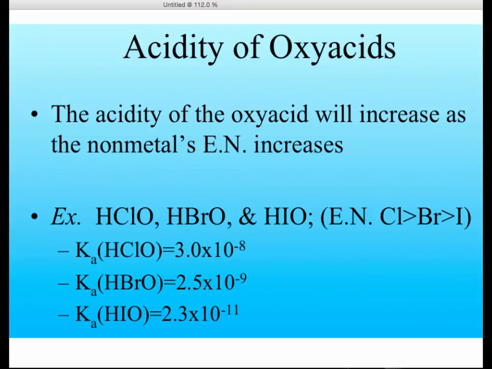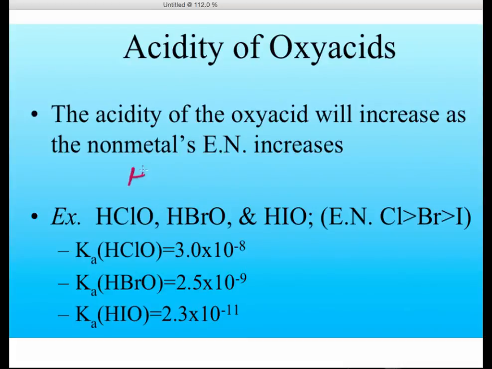Okay, so let's wrap it up. The last little bit that we're going to talk about is when we compare these nonmetal ones, because we've got these series of acids. Take a look. We've got HClO, HBrO, and HIO. We've got hypochlorous, hypobromous, and hypoiodous acids. Now, if we're looking at these, they're all going to follow the same pattern.